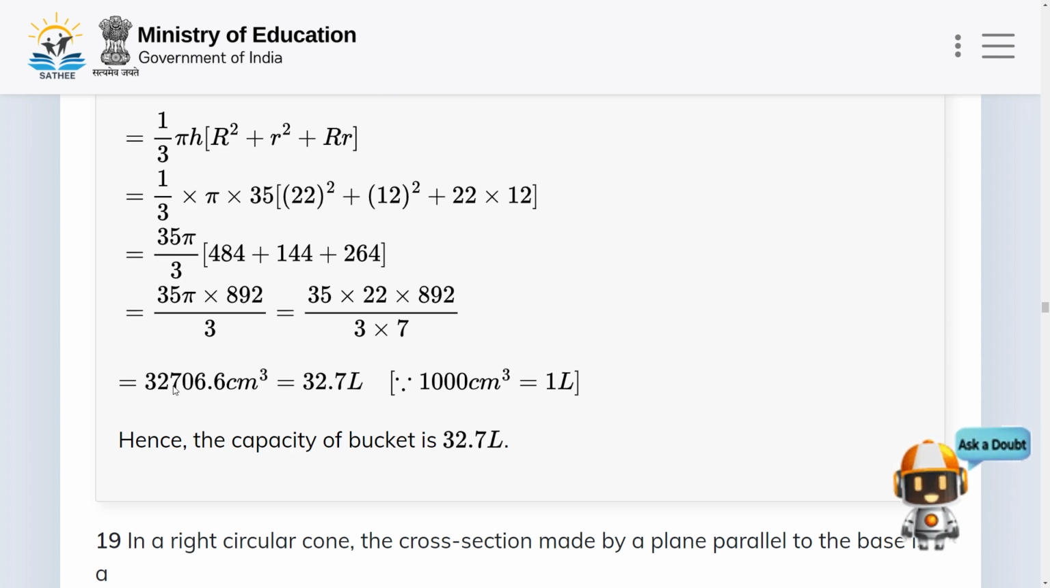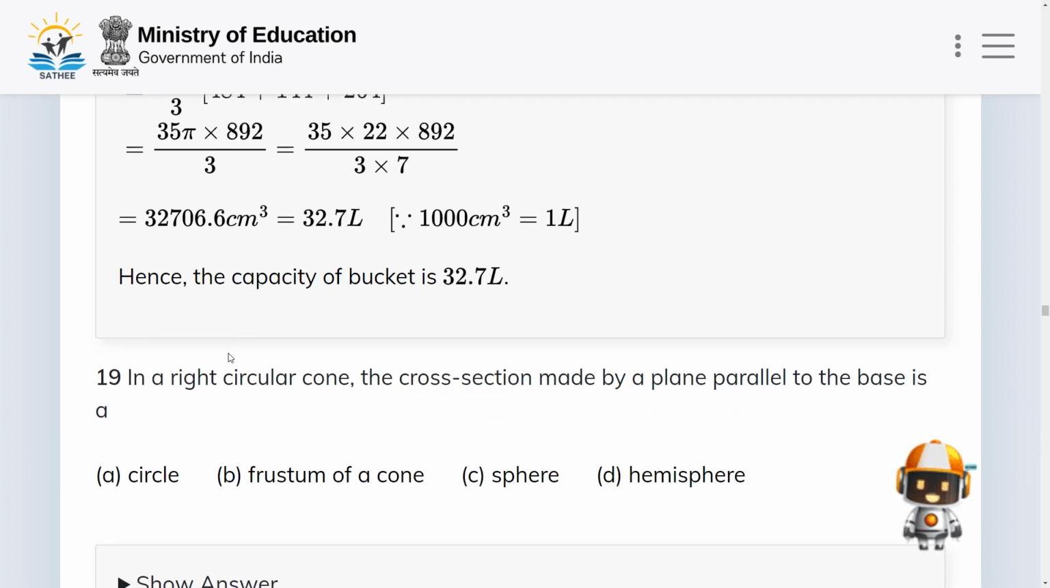And this is equal to 32706.6 centimeter cube. Now if we convert centimeter cube to liter, we get 32.7, since we know 1000 centimeter cube is equal to 1 liter. Hence the capacity of the bucket is 32.7 liter.